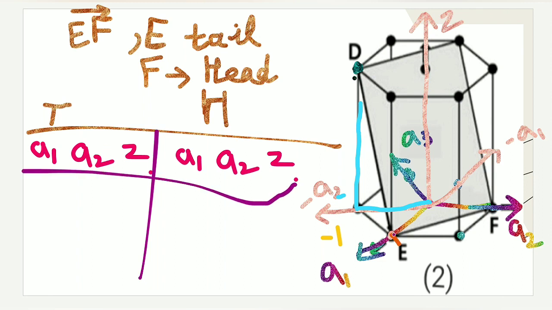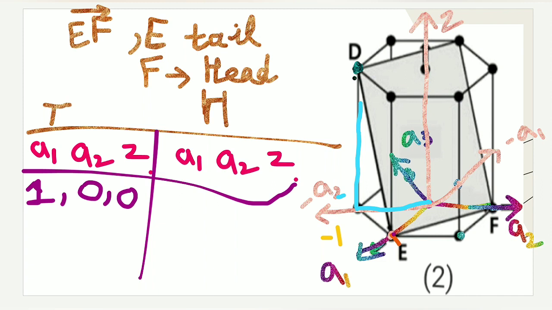For tail, point E, it's very simple. For point E, we already have calculated it for the DE direction. Its coordinates are 1 unit along positive A1 direction, 0 unit along A2 and 0 unit along Z direction. So these are the final coordinates for tail.